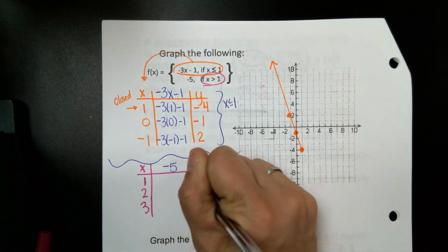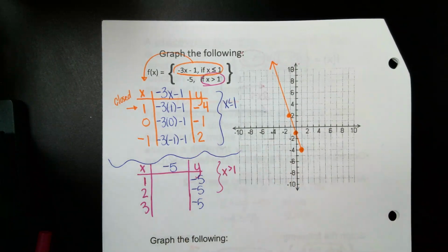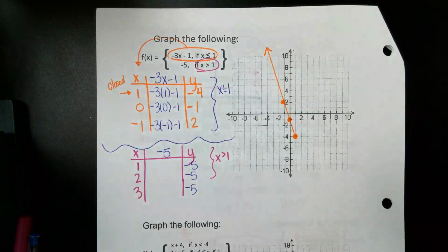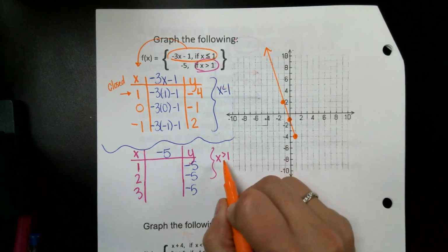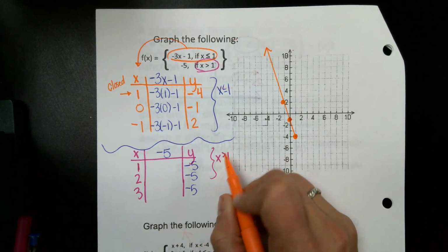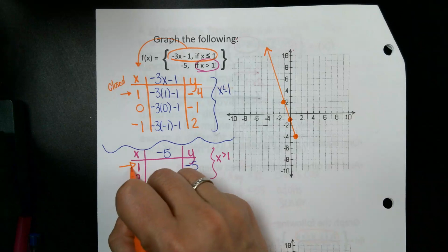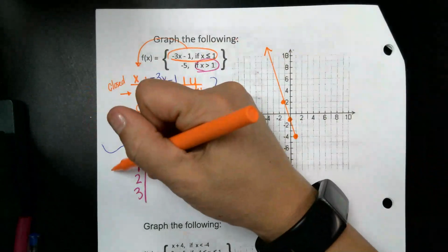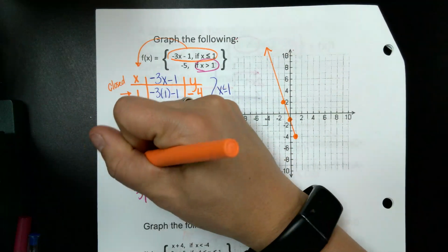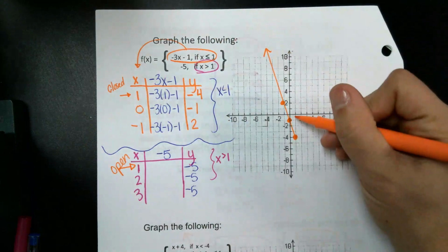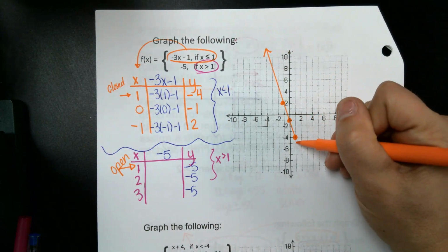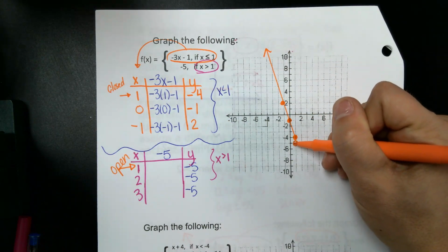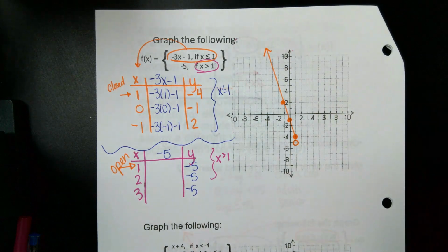So you're not even doing a plug and chug. They gave you the y value. It's a constant. Now, because this was greater than with no equal sign, should this point be open or closed? Open, it should be open. So at 1, -5, you are going to make an open circle.